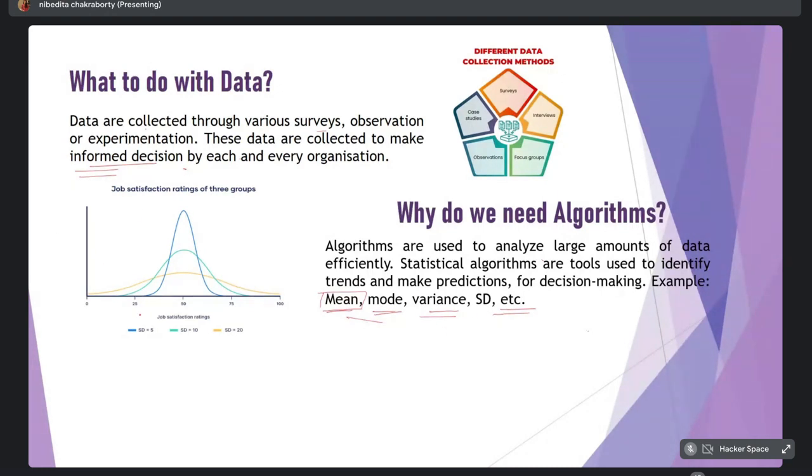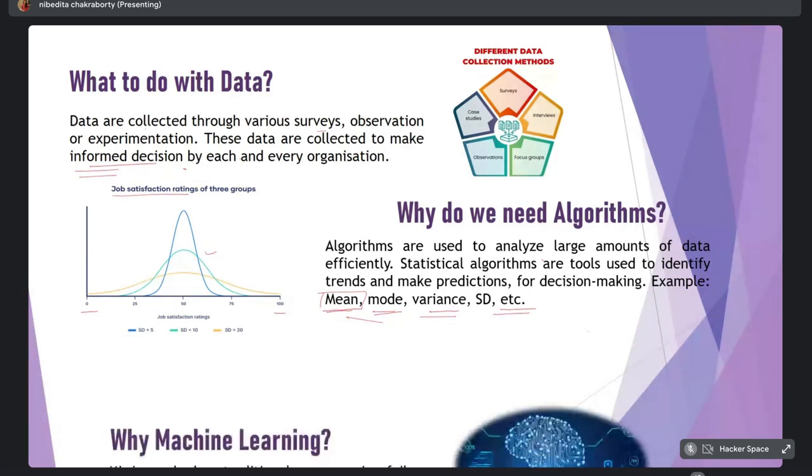Okay, so here we see an example for job satisfaction. These are different jobs we have: red, blue, green, yellow, and the employees have rated the satisfaction from 0 to 100, and this is the kind of trend we see. This is the trend, a bell-shaped graph we see here, right?